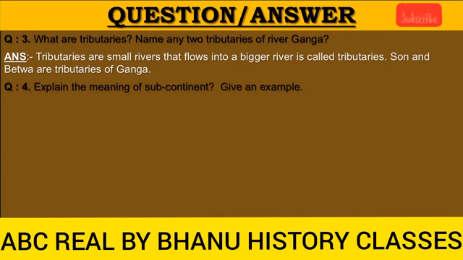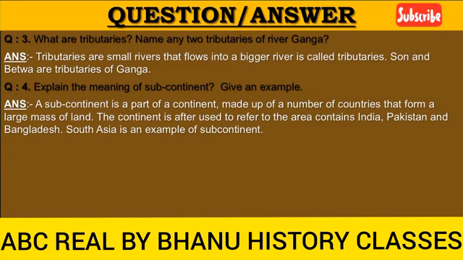Question number 4: Explain the meaning of subcontinent. Give an example. Answer of this question is: a subcontinent is a part of a continent made up of a number of countries that form a large mass of land. The term is often used to refer to the areas containing India, Pakistan and Bangladesh. South Asia is an example of a subcontinent.